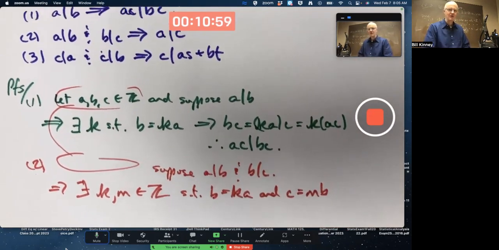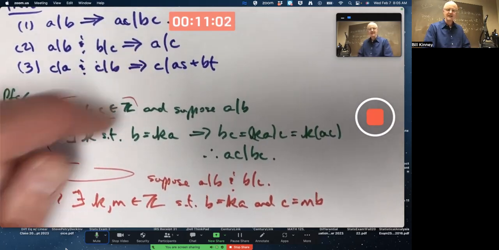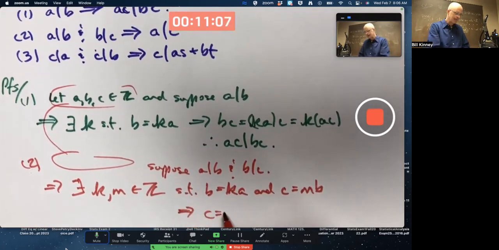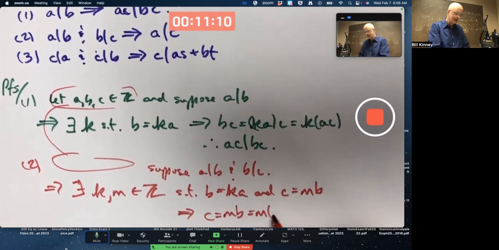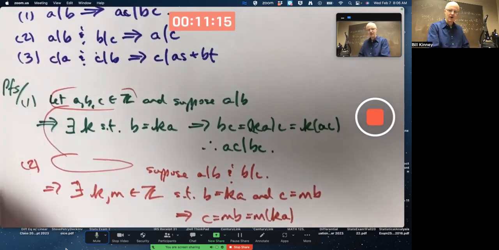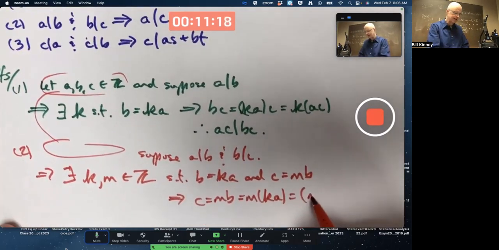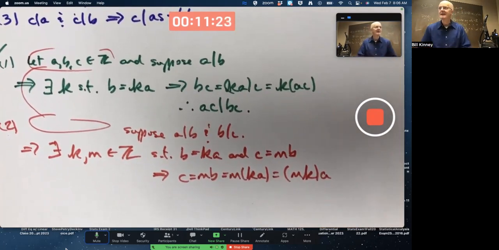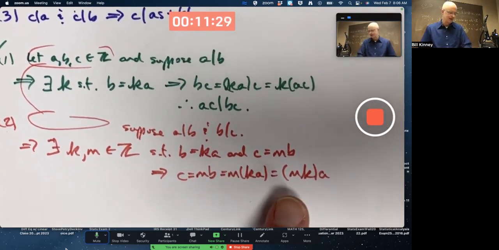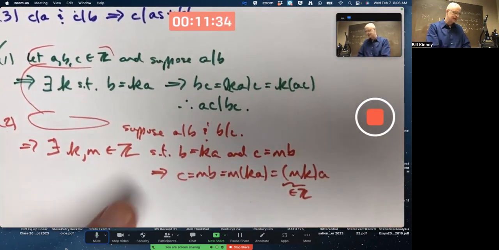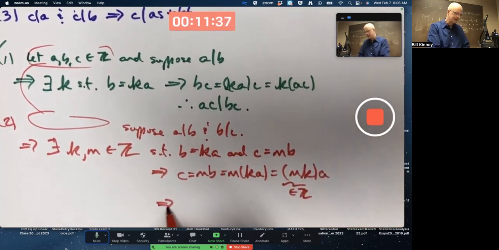What are we trying to show? We're trying to show A divides C. It's just a matter of combining these two equations. C equals MB, but B is KA. We're trying to show A divides C. We're almost there because of the associative property. This is MK times A, where M times K is an integer. If we were extra picky, we would also be emphasizing closure of the integers under multiplication. M times K is indeed an integer. So C is an integer multiple of A. That means A divides C.